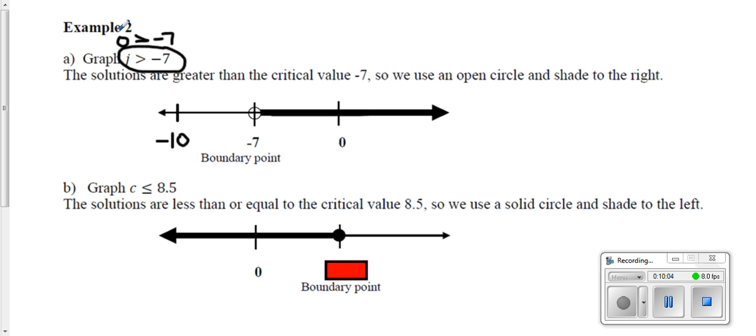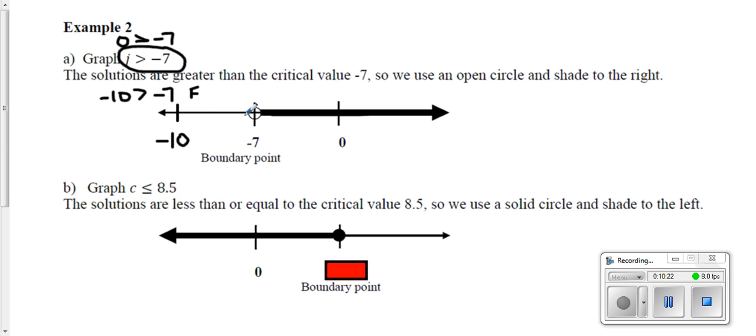I can see that when I put in -10, is -10 greater than -7? No, that's actually, the bigger the negative, the smaller it is. That's false. That's why it doesn't go to the left. Any point over here would make it false.